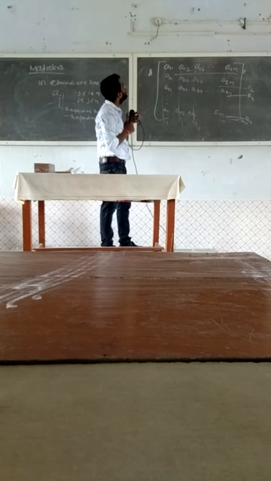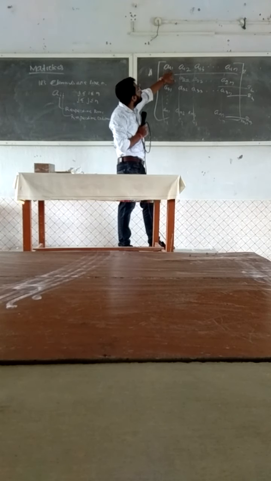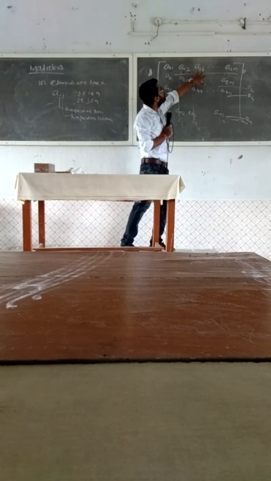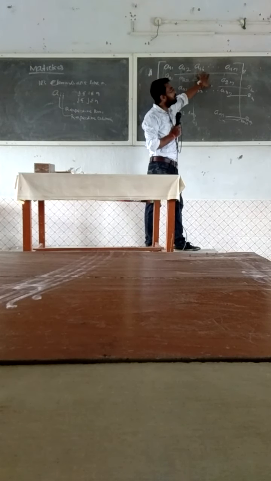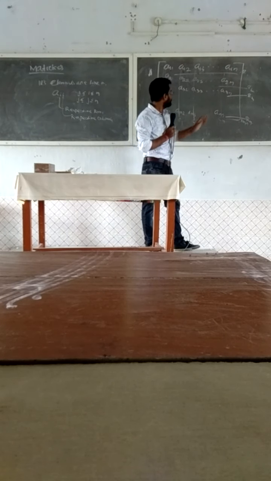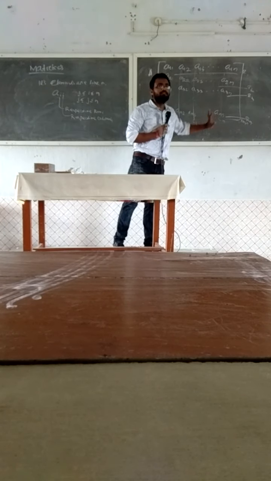That means A11 means first row and first column. A12 means first row, second column. A13 means first row, third column. Similarly, the last element is first row and nth column. Similarly, the elements are written in the m by n order matrix.